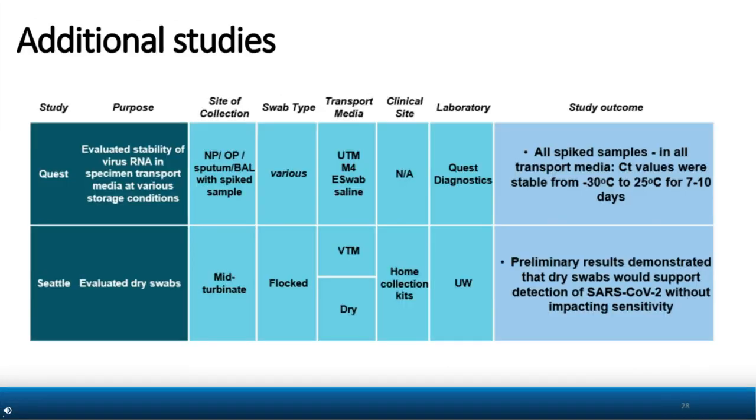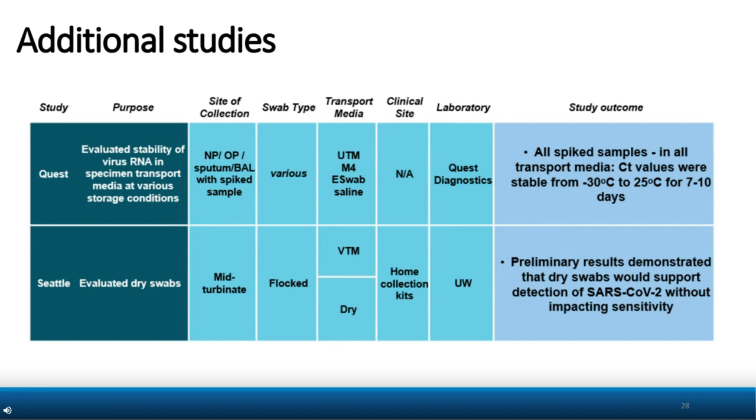The last two studies I want to share with you, there was a big study done by Quest early on during the pandemic where they evaluated the stability of the virus in transport media under various storage conditions. What they did is they took nasopharyngeal specimens, throat specimens, sputum specimens, and BAL that they received, tested for COVID that were negative, and then they spiked these samples with COVID virus and tested them in the laboratory. They used a variety of different swab types. They used a variety of different transport media. They used UTM, M4, they used amies in eSwabs, and they also used saline. And they tested these in the laboratory.